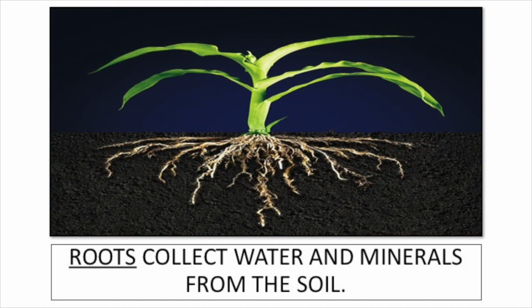Roots collect water and minerals from the soil. Yes, you can see our roots now in this picture here, underground in the soil. But what the roots do is when it rains and the soil gets wet, the roots will collect the water and the minerals so that the plant can drink and have some nutrients. Because don't forget, plants are living things. They need food, they need air, and they need water.